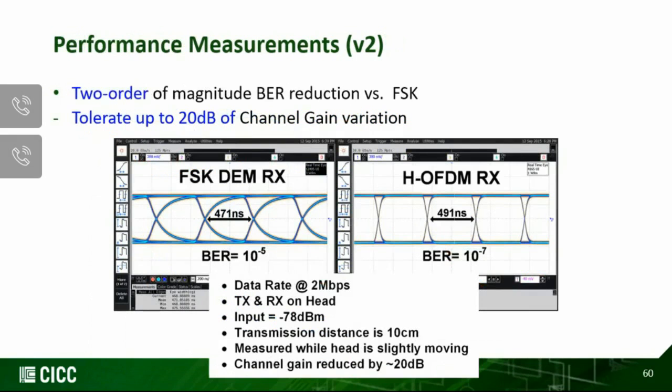This shows the performance measurement of the transceiver version 2. You can see that compared with simple FSK, there are 2 orders of magnitude BER reduction, and it can tolerate up to 20 dB of channel gain variation. That was the purpose of the hybrid OFDM: body channel communication, especially with capacitive coupling, is impacted largely by channel gain variation, and that can be mitigated by this hybrid OFDM transceiver scheme.